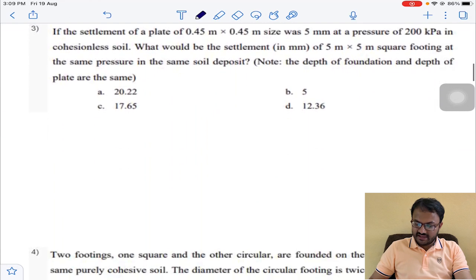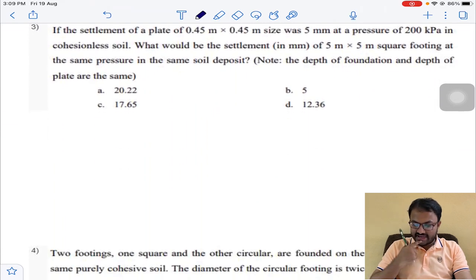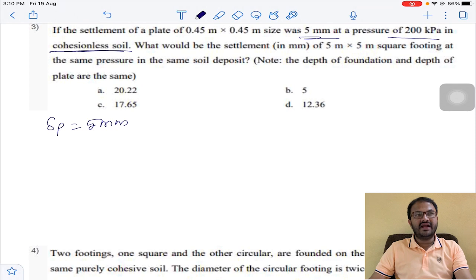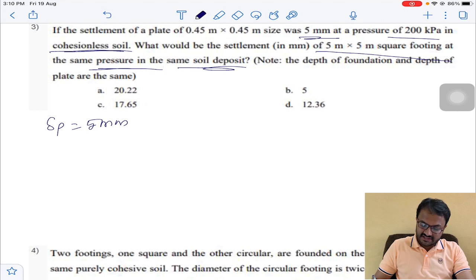For question number 3, if the settlement of a plate of 0.45 meter, that is SP, is equal to 5 mm under a pressure of 200 kilopascal in cohesionless soil, that is a sandy soil. Cohesionless soil means it is a sandy soil. What will be the settlement of a 5 meter by 5 meter square footing at the same pressure and the same soil deposit? Clear? We have a formula for this.